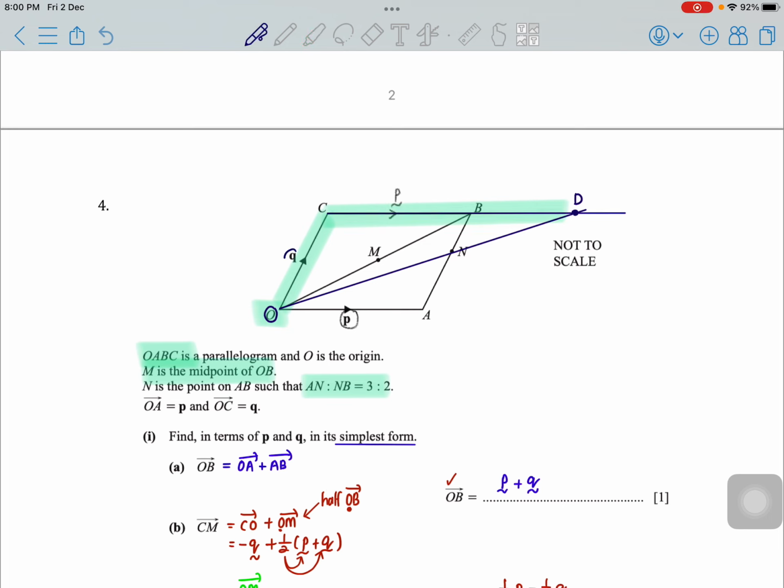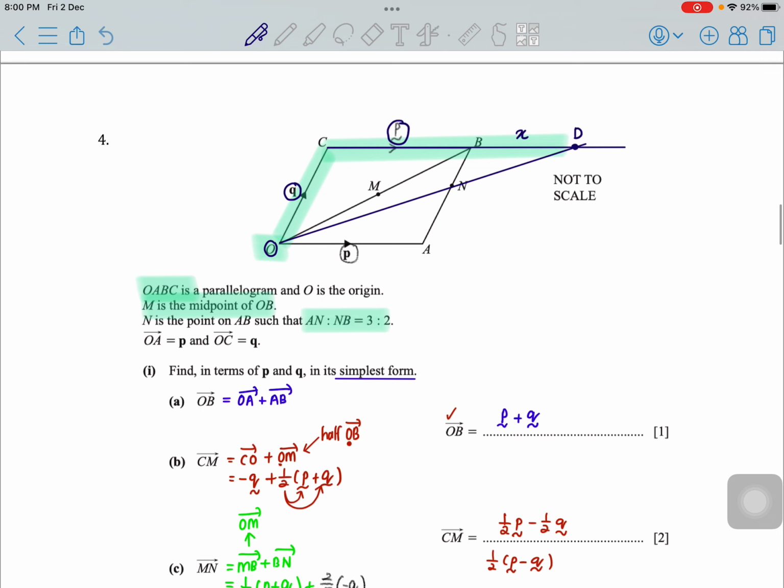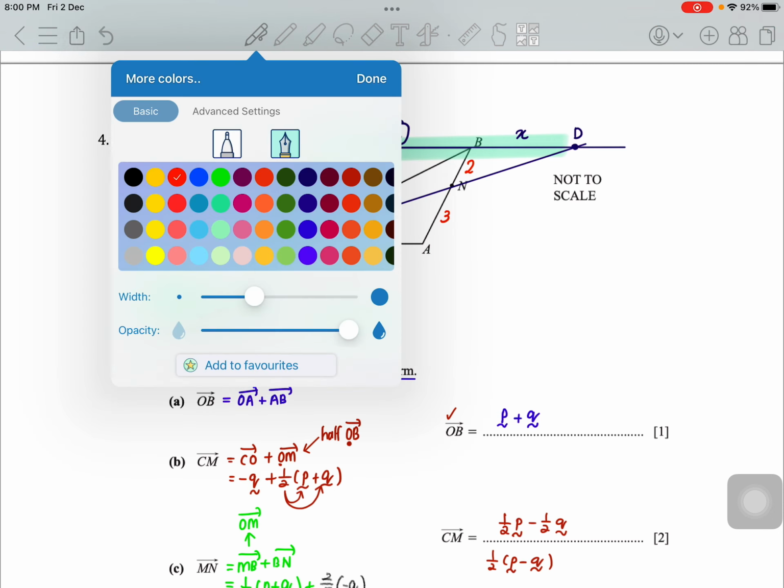Why? I already know that this is Q. I already know that this is P. What I don't know is this thing. I'm going to label it as X now. How do I find the X? In order to do that, you can just use the concept of ratio. What we know here is that this is 2, this is 5. So overall, this entire part is 5.